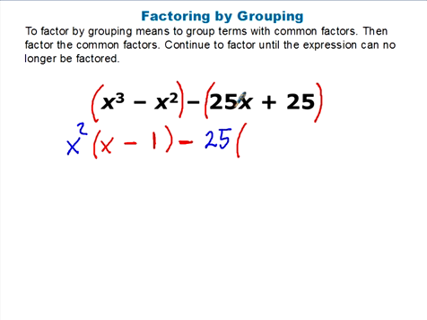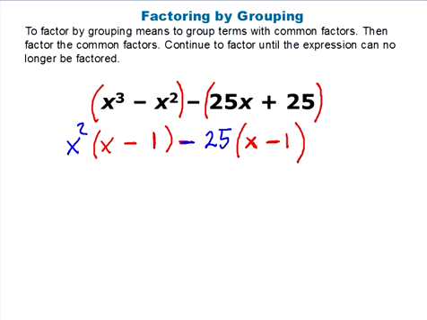And what I have left inside here is x. And now, keep in mind, there's a sign in front, so negative sign, so negative 25 times x is negative 25x. And then negative 25 times what gives me positive 25? Well, negative 25 times negative 1 gives me positive 25.